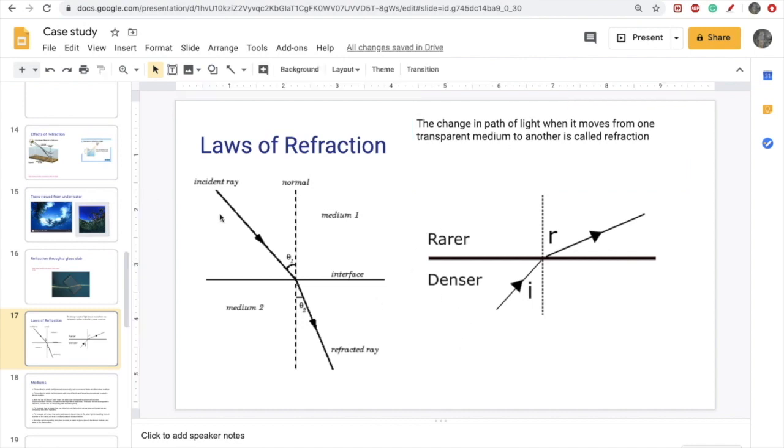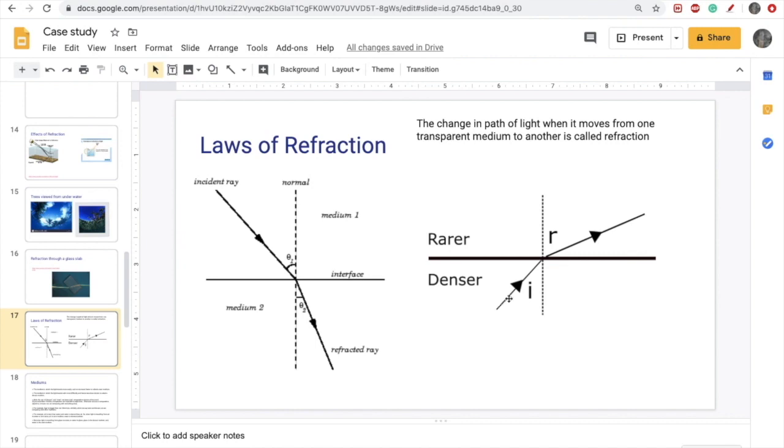Now see, this is medium 1, this is medium 2. The light ray is traveling like this. Instead of continuing in its path, it has changed, it has bent. Now how has it bent? Why has it bent exactly this much? Every time does it bend like this, or sometimes does it bend some other way?